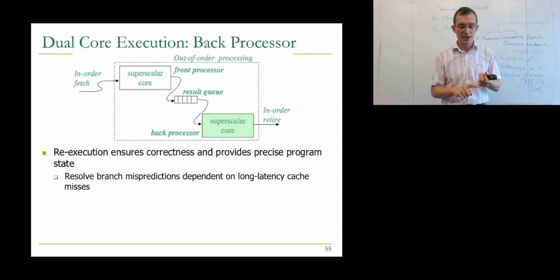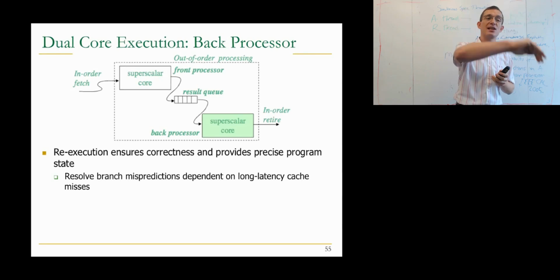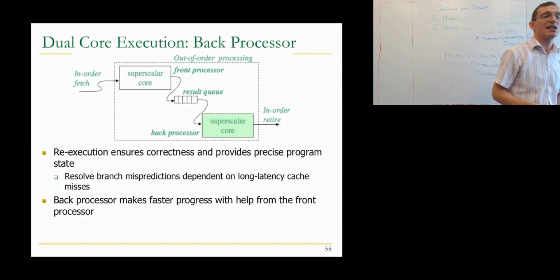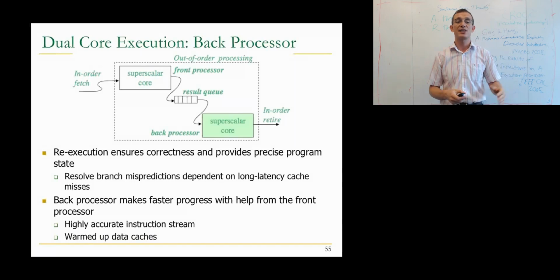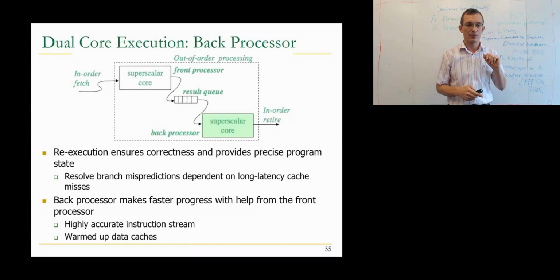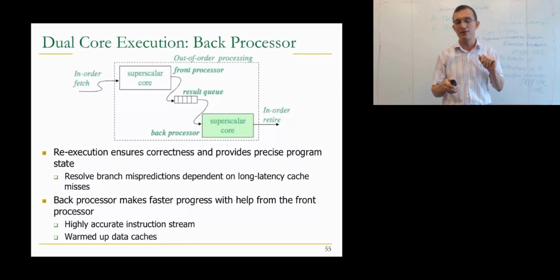So it basically executes instructions that are dependent on misses, and also resolves branch mispredictions that are dependent on long latency cache misses. And once that branch misprediction is resolved, the entire system, starting from the fetch unit of the front processor, is redirected such that you start from the right point. So the branch misprediction latency is actually longer than the pipelines of these two cores plus the result queue. So back processor makes faster progress with help from the front processor because it gets a highly accurate instruction stream. All of the branches that are independent of misses are resolved. And it gets warmed up data caches, right? This is nice. Warmed up data caches are basically the benefit of run-ahead execution, right?